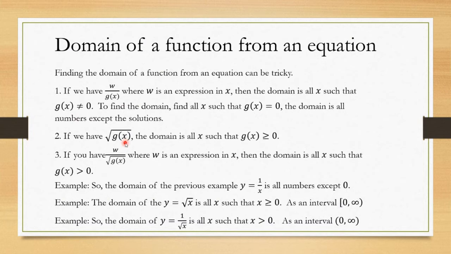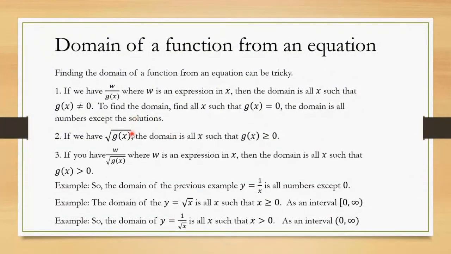For the square root of g of x, again, g of x is a function. The domain here is all x such that g of x is non-negative. The radicand is greater than or equal to 0. And now number 3 in a sense combines 1 and 2. Here you have w over the square root of g of x. For this, the domain would be all x such that g of x is strictly greater than 0. So if you have the square root of something in the denominator, the radicand must be strictly greater than 0. And again, the domain of w, we're not going to worry about that for now. I don't think we'll get to that though, but that's okay.